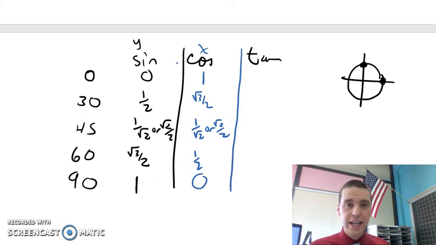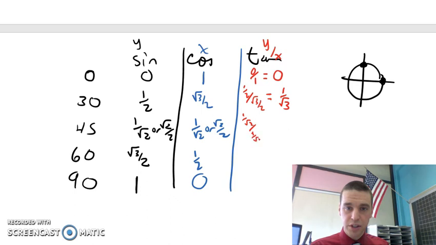And then tangent, we'll use red, is y over x. All you're going to do here is divide 0 and 1, or 1/2 and square root of 3 over 2. 0 divided by 1 equals 0. 1/2 divided by square root of 3 over 2, the denominators are the same, equals 1 over square root of 3. 1 over square root of 2 divided by 1 over square root of 2, well, the same thing divided by the same thing is equal to 1.